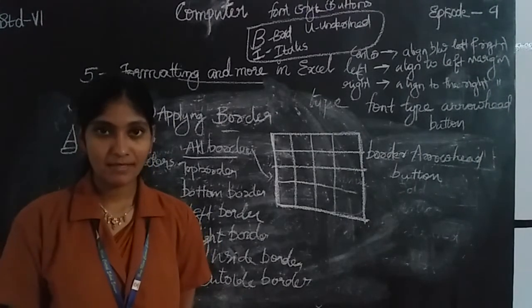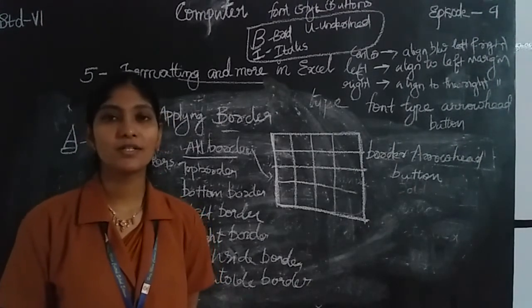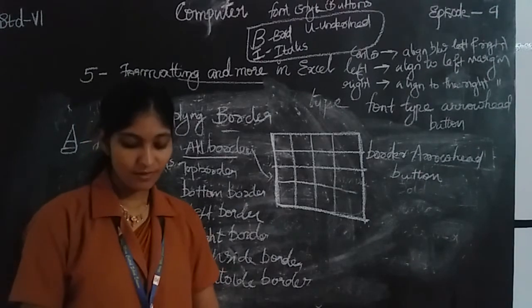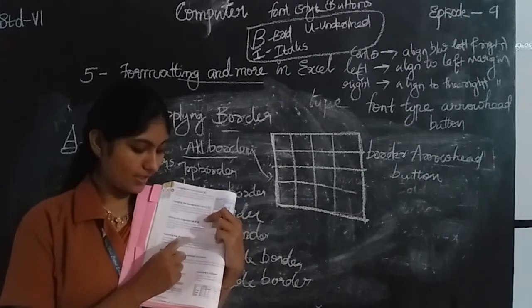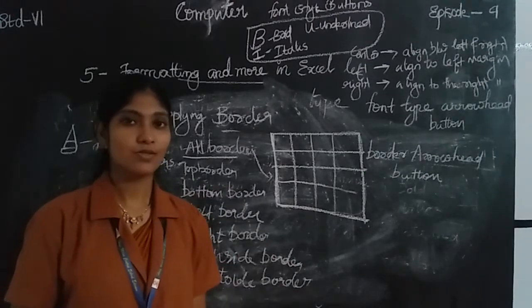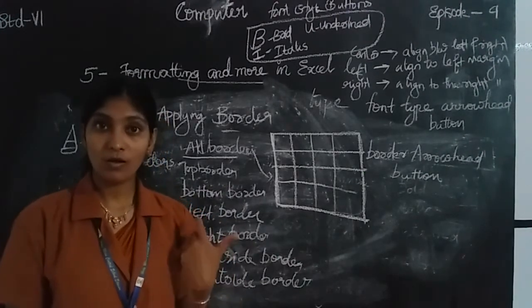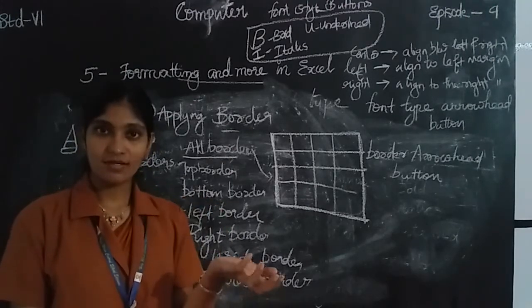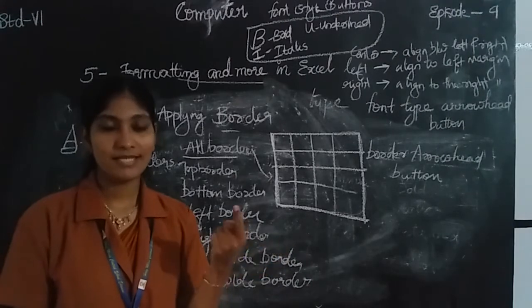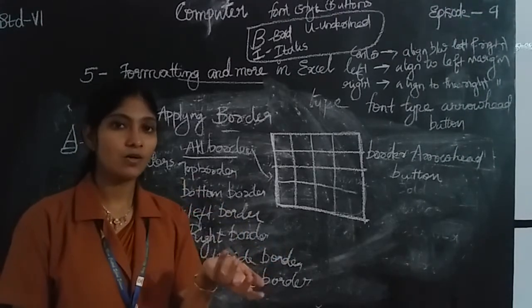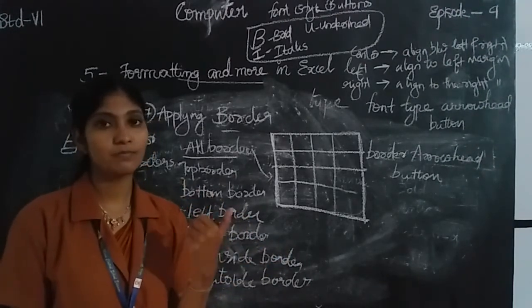Then next is applying the border. Applying the border means we can apply the border from here, the border button. That is, here is the border button. So there are different types of borders. We can apply all borders. That means it consists of left border, right border, then center, inside border, outside border, etc. Top border, bottom border, etc.